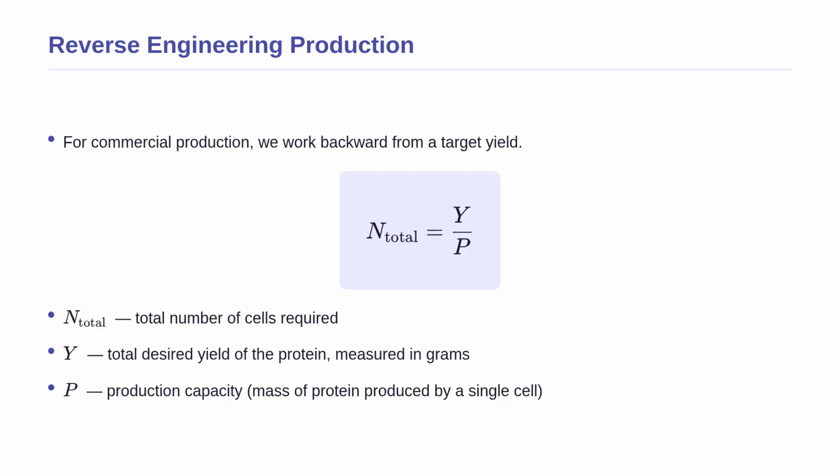P represents the production capacity, which is the tiny fraction of a gram of protein that one single cell can produce. By dividing the massive target yield by the microscopic production of one cell, we determine exactly how many bacterial factories we need to hire for the job.